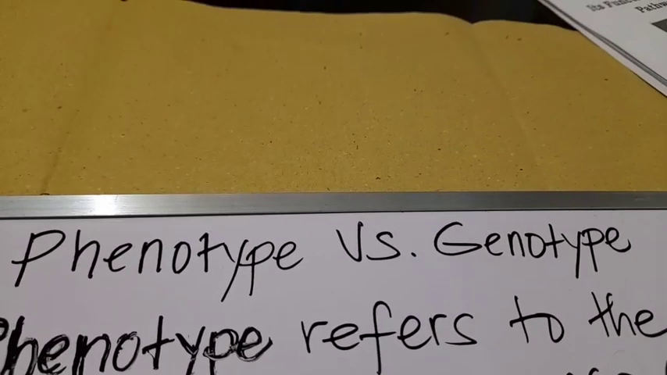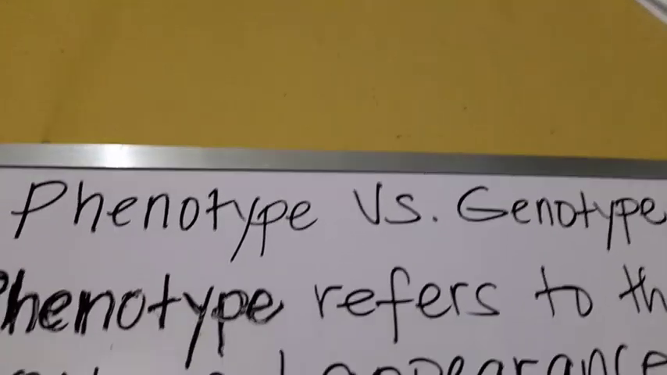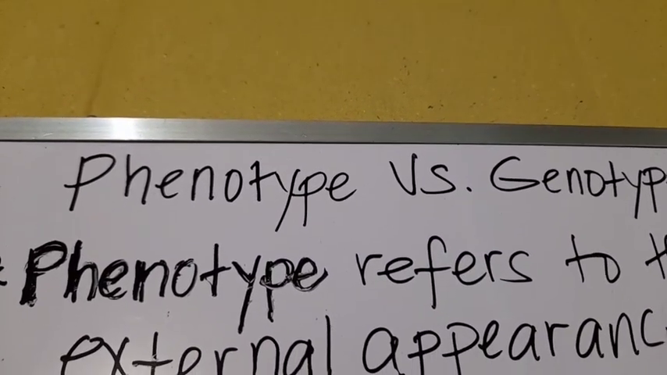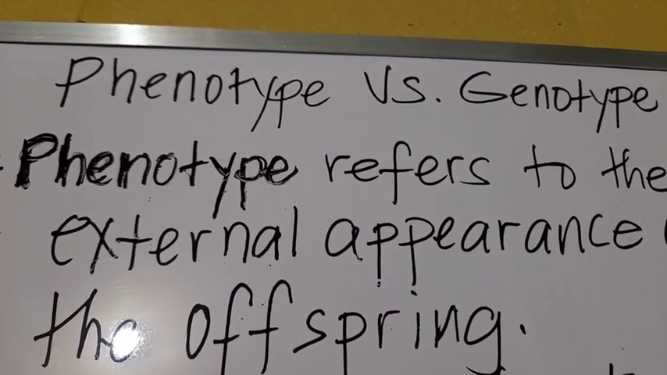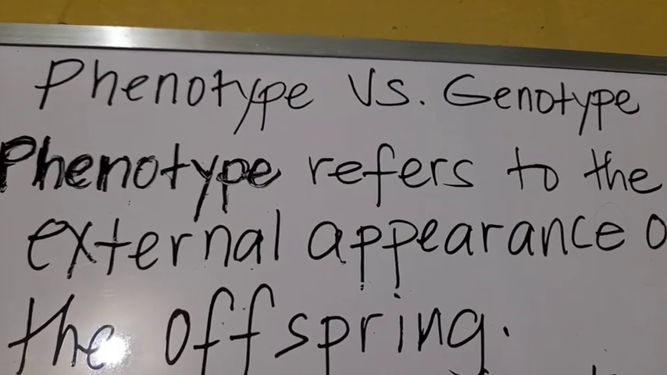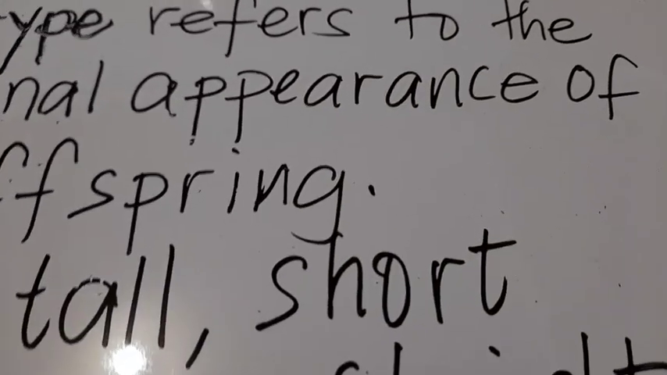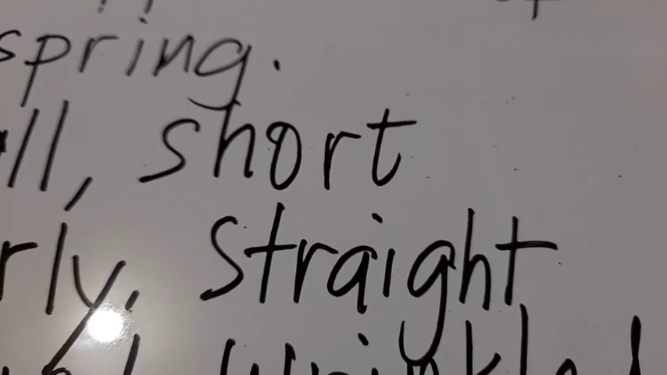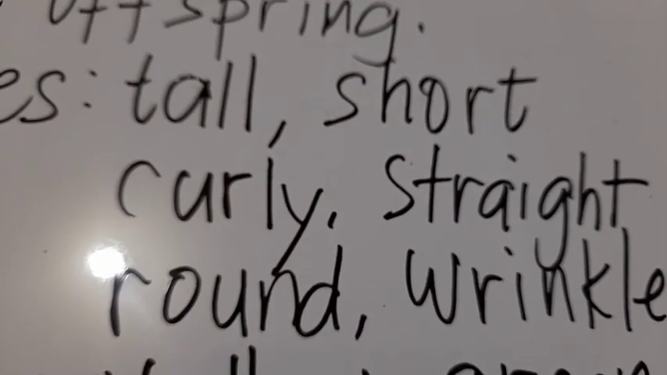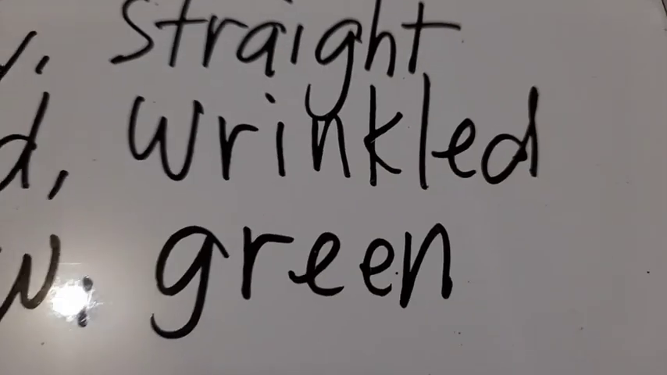So this is a remedial video on the difference between phenotype and genotype. Phenotype refers to the external appearance of the offspring, something that is observable, something that we can see. Examples of phenotype are the following: tall plant and a short plant, curly hair versus a straight hair, round seed and wrinkled seed, yellow seed and green seed. So these are just examples of phenotype.